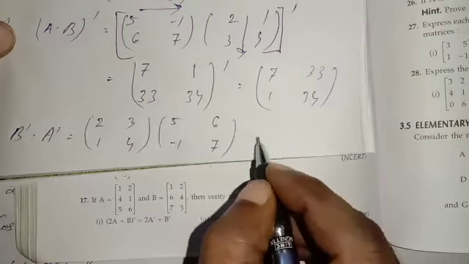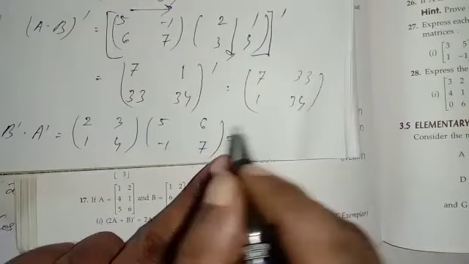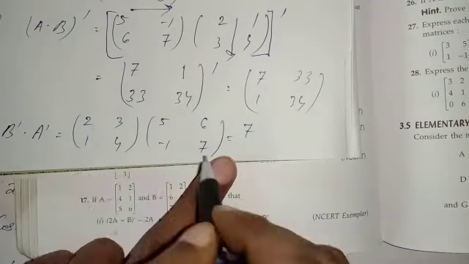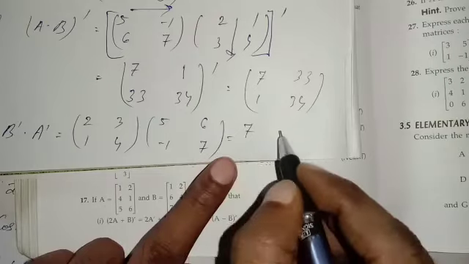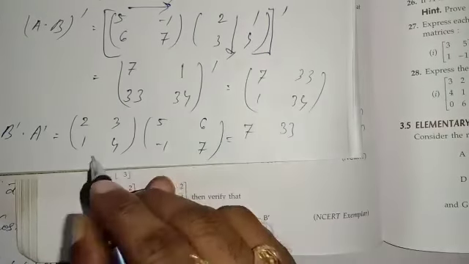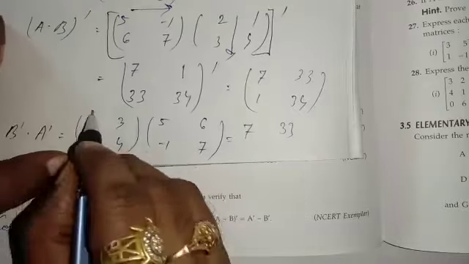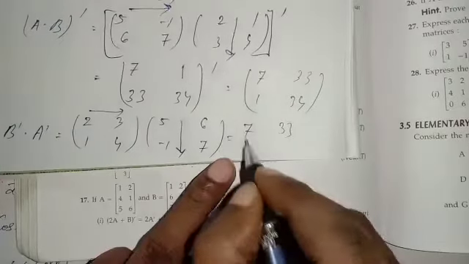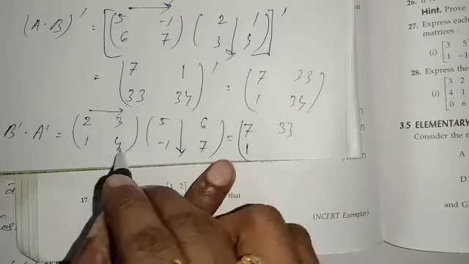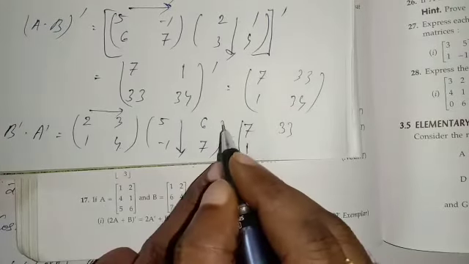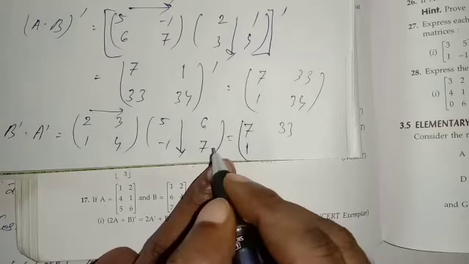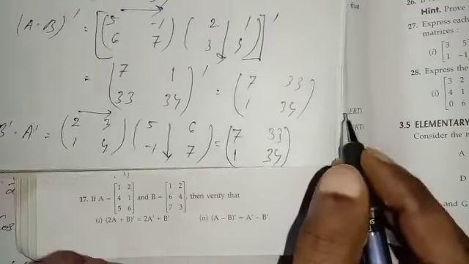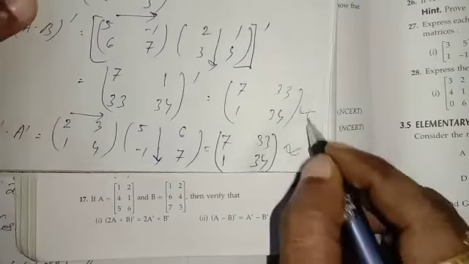6, 7. Just multiply. How much is coming? 2 into 5 is 10 minus 3 is 7. Again first row with the second column, 2 into 6 is 12 plus 21, 33. Then second row with first column, 1 into 5 is 5 minus 4, that is 1. Then second row with second column, 1 into 6 is 6 plus 4 into 7 is 28. 28 plus 6, that is 34. Now both are equal coming or not? Okay. In this way, the fourth part is also completed.